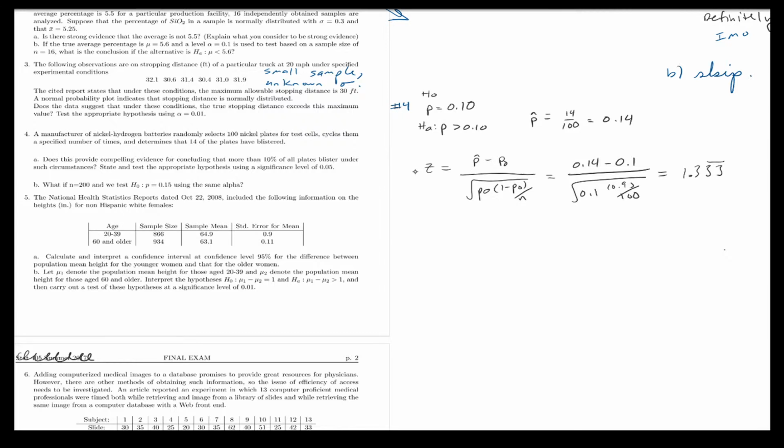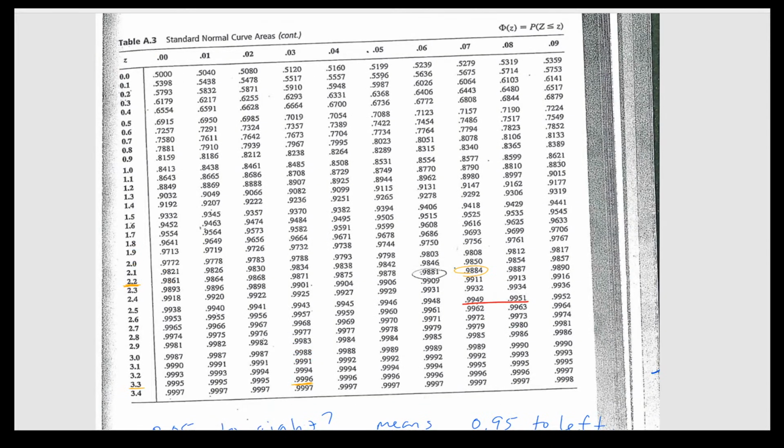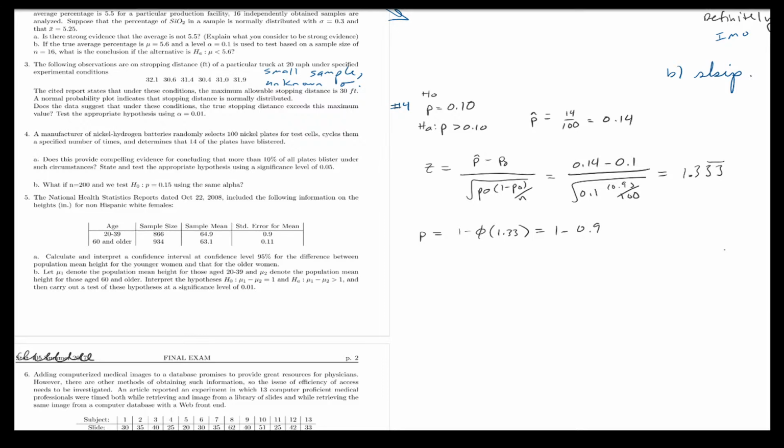Okay, wow, this is not a strong z value, is it? So let's look at the alternative. The p-value then is going to be 1 minus phi of 1.33. When we look up our z table, 1.33, there it is, 0.9082. So 1 minus 0.9082 is 0.0918. So 9% of the time this would happen if the true percentage were 10%.